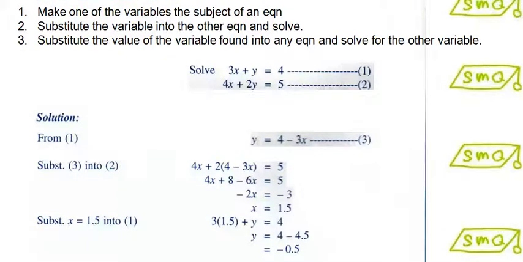Next, we substitute the variable found into any equation and solve for the other variable. In this case, we have found that x equals 1.5. We substitute this value into equation 1 and we get y equals negative 0.5.